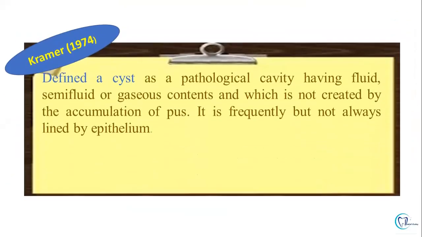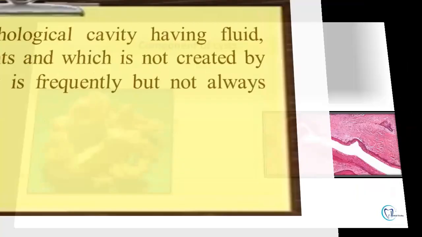When we talk about a cyst, it was first defined by Kramer in 1974 as a pathological cavity which may have fluid, semi-fluid or gaseous content, and it is not created by the accumulation of pus. Sometimes cysts are lined by epithelium, and then they are true cysts. If they are not lined by epithelium, they are considered to be a pseudocyst.